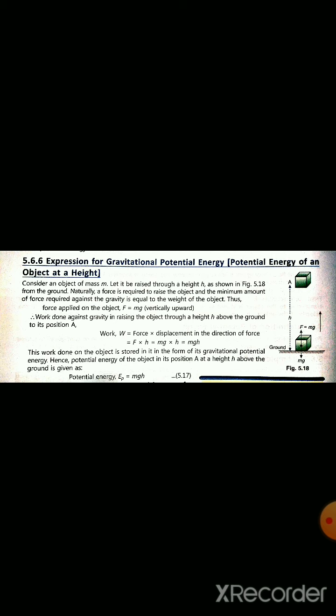Work done equals force into displacement, right? The displacement is denoted by h. So W equals F into h. Putting the value of F, that is F equals mg, it will be mg into h, mgh. mgh is the potential energy. So this work done on the object is stored in it in the form of gravitational potential energy. Hence the potential energy of an object at a height h above the ground will be Ep equals mgh.